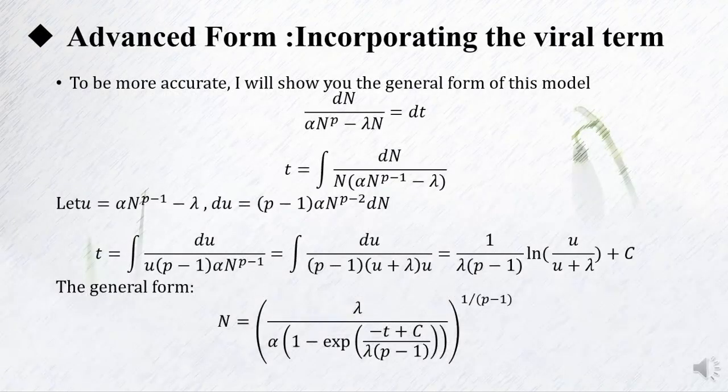Finally, let's look at the general solution to this viral growth model. We solve this by substitution. We arrive at the general form. This formula describes how a video's popularity grows or fades over time, depending on the values of lambda, alpha, and p. The model can represent normal decline or explosive viral behavior, all in one elegant expression.